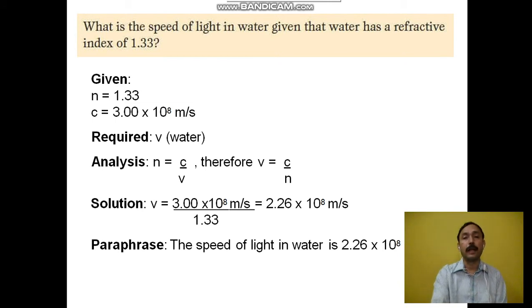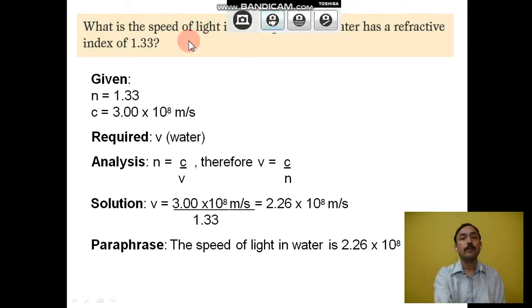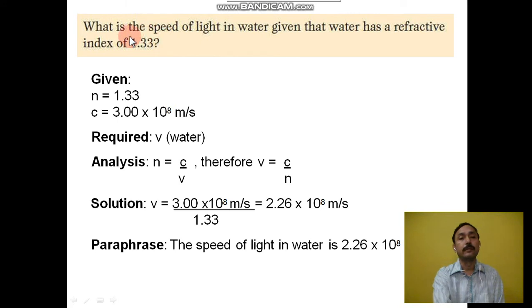Another example. What is the speed of light in water, given that water has a refractive index of 1.33? So the data given: the refractive index n is supplied, n equals 1.33. The speed of light in vacuum, by general convention, is 3 into 10 to the power 8 meter per second. The required quantity is the velocity of light in water, so we write it as v.